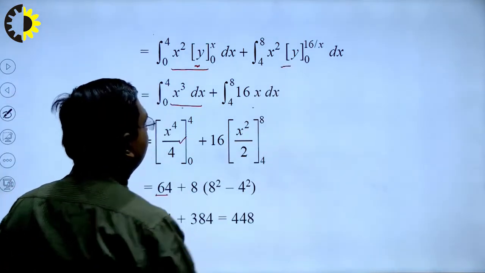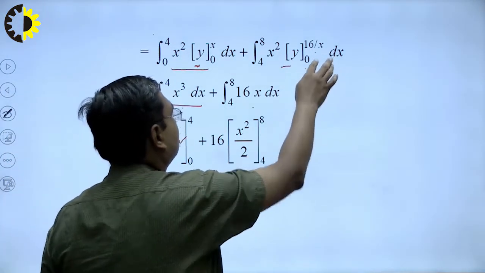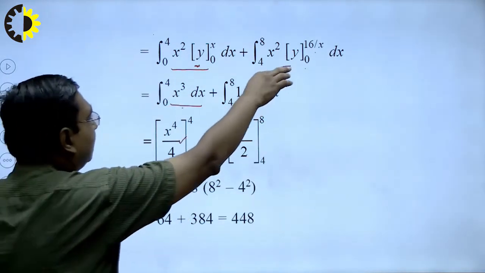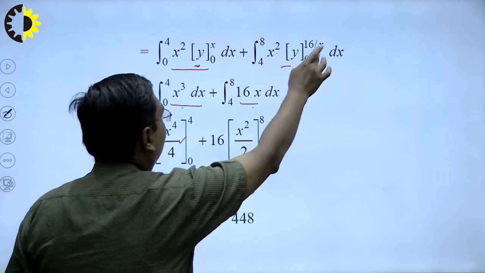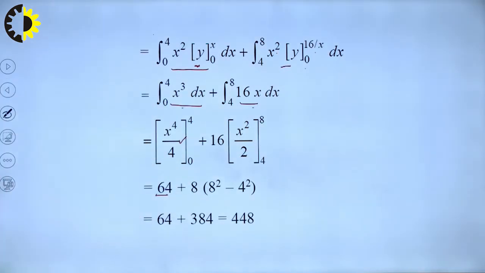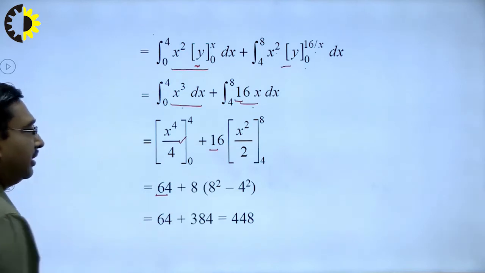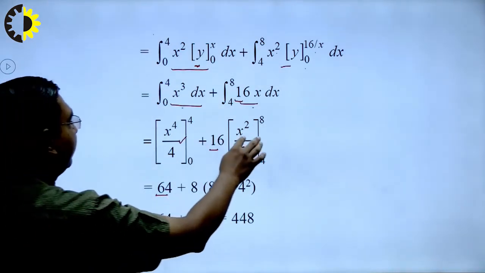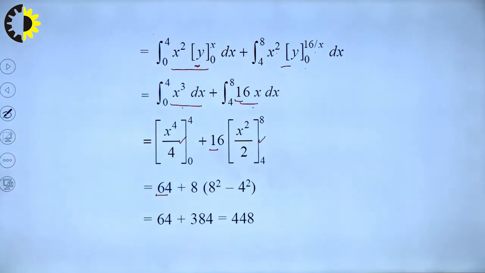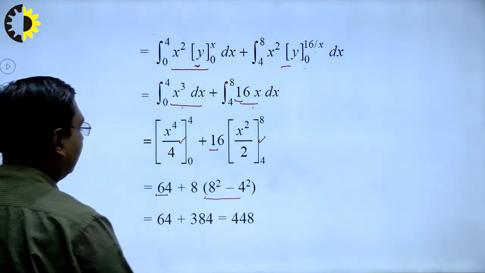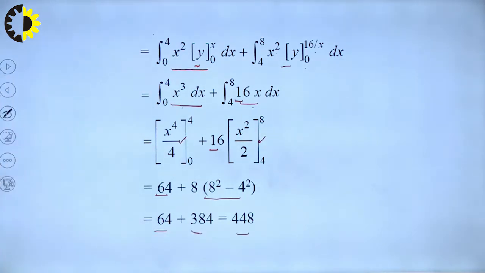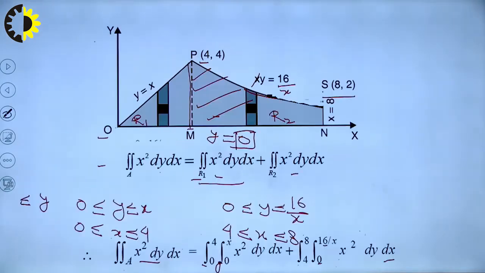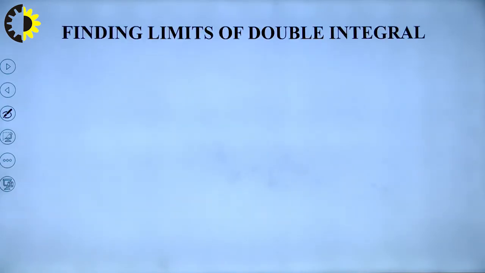For the second integration, the limits of y were from 0 to 16 by x. Applying these limits, I obtain simply 16x, because this power 2 will be cancelled out with x in the denominator. This 16 is a constant taken outside. Integration of x gives x square upon 2. Applying the limits of x, I obtain this expression, and adding these two values, I obtained 448, which is the value of our double integral. Let me sum up what happened once again.